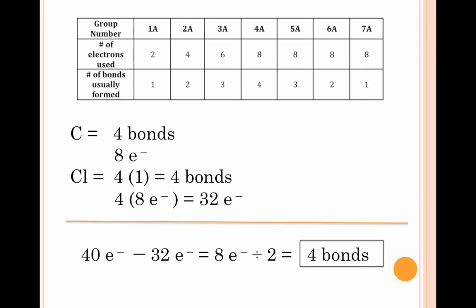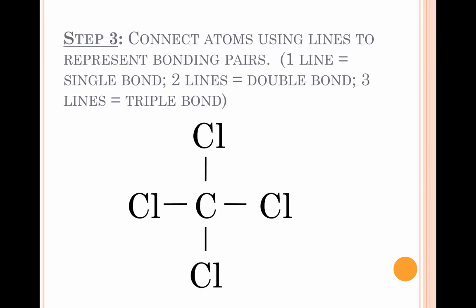Now, when you start drawing the structure, if that doesn't make any sense, then that's an exception and we have to do something else. This number that you figure out is a probable. Probably it's going to have 4 bonds.